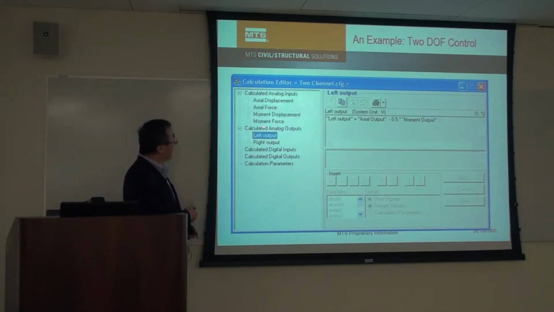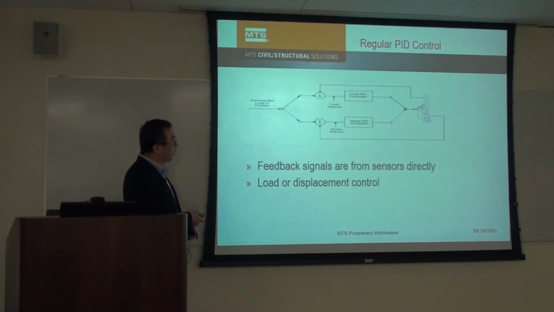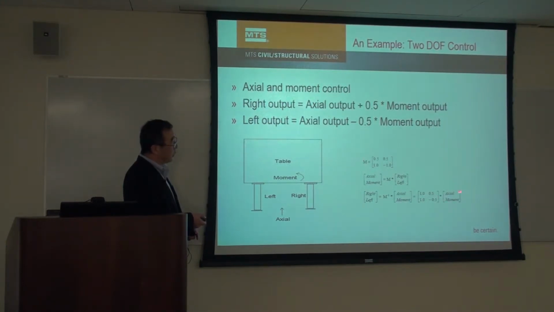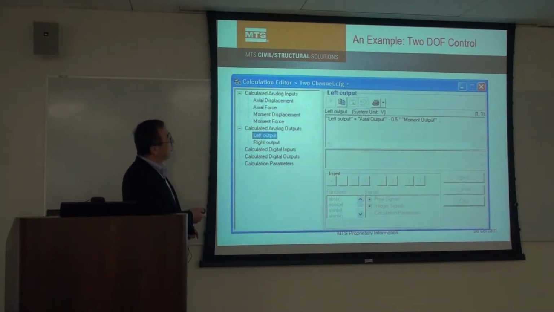So the other translation is from the local to global, and the calculation you can enter according to the relationship, according to this equation, from global to the local. So you enter the from local to global and global to local, and then you set up your calculation channel.